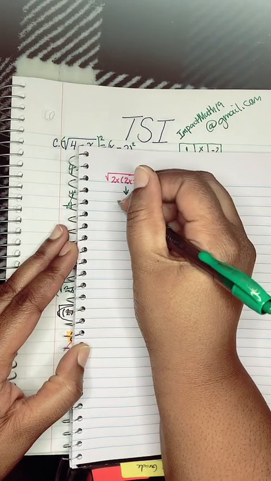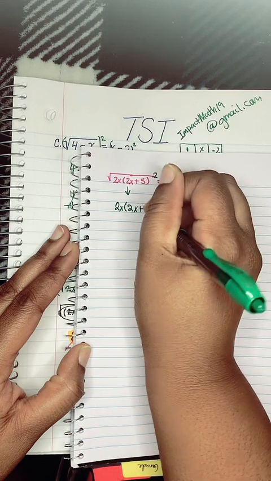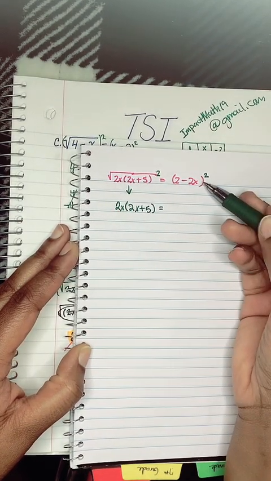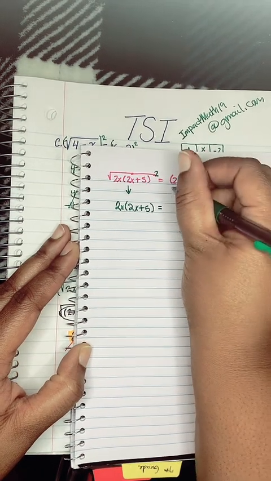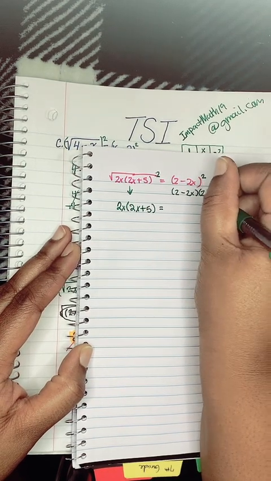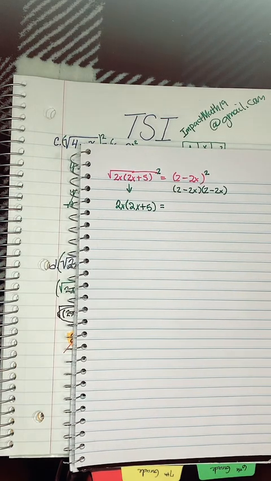And now we're left with 2x parenthesis 2x plus 5 equals, don't fall for it. Remember, we have to write this twice. 2 minus 2x times 2 minus 2x. And then we have to multiply.